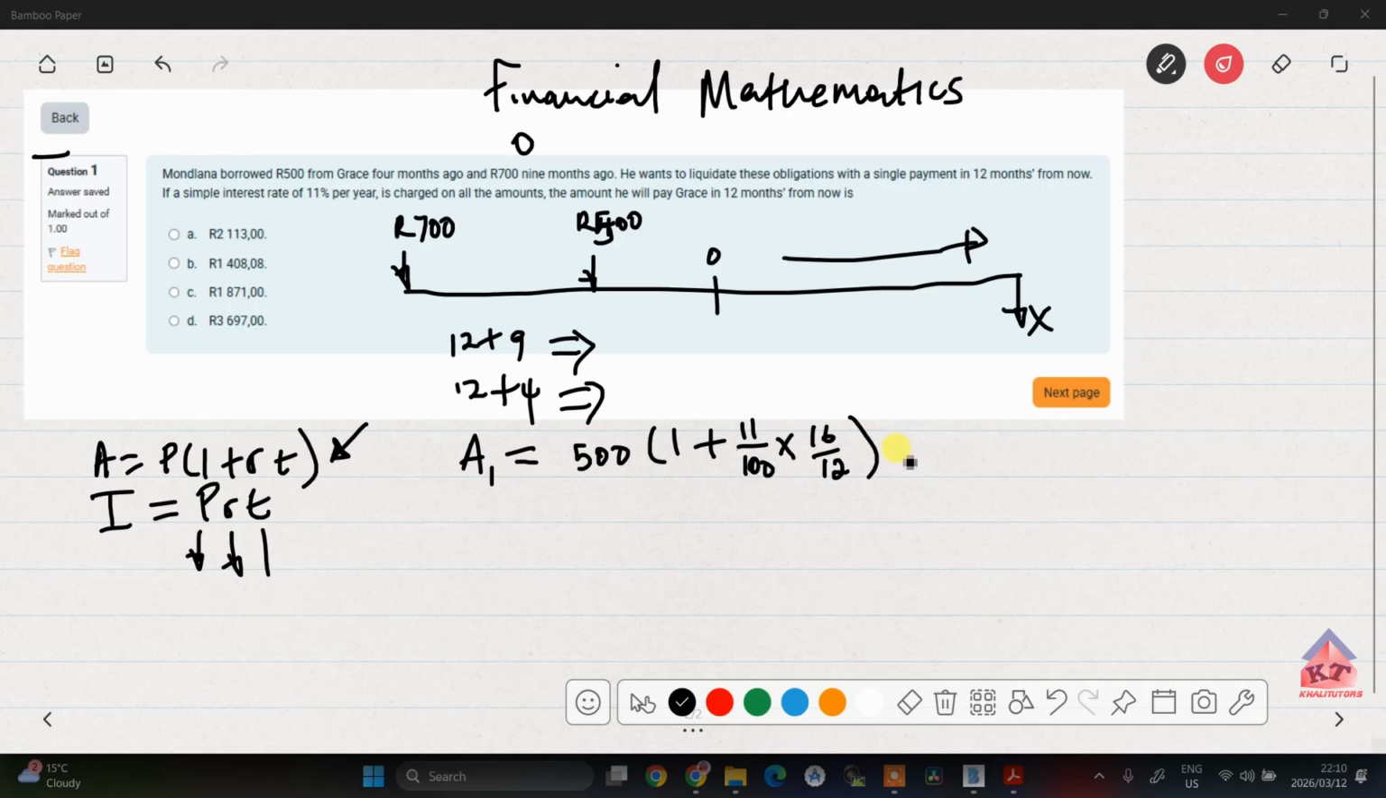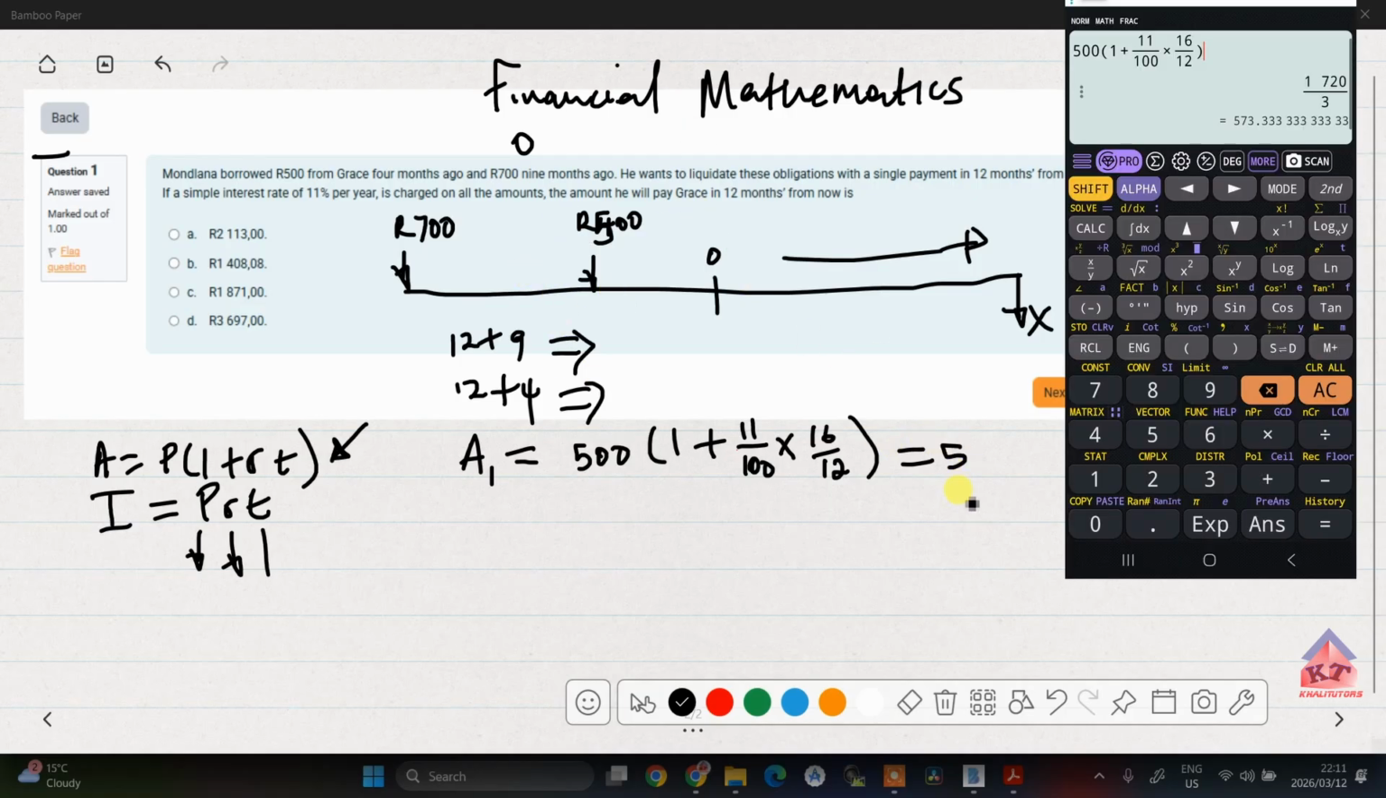Then we are going to get the total that he will owe Grace based on this amount here. So take out your calculators to get this one. I'm going to do the same. My calculator gives me a value of 573.33 for the first case.